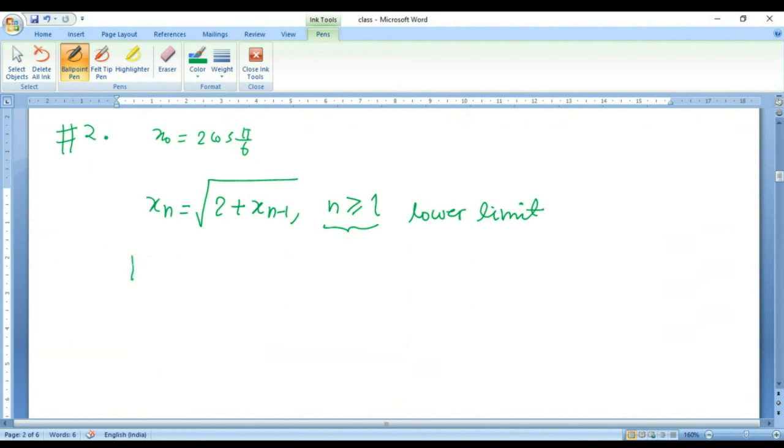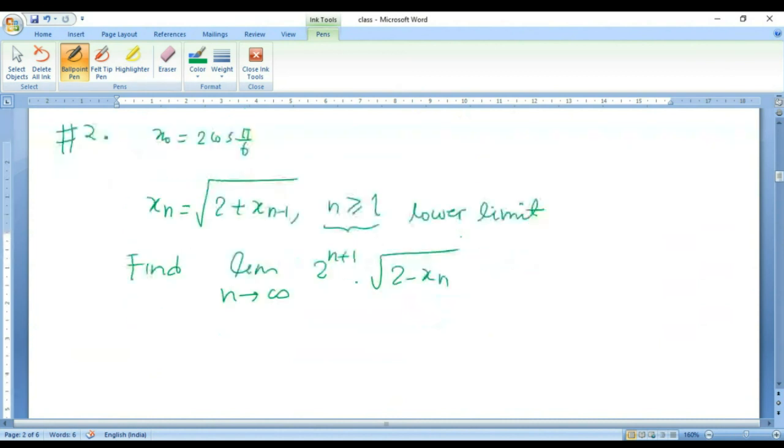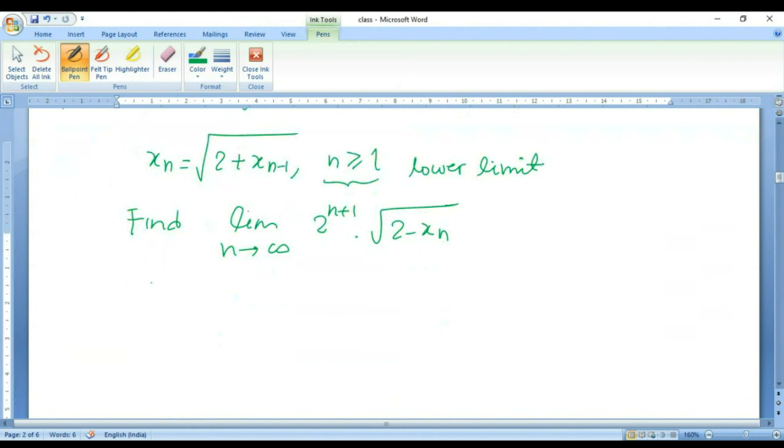And our job is to find, the question asks you to determine, the limit as n tends to infinity of the expression to the power n plus 1 times the square root of 2 minus x_n. This limit is to be found. Now let's again do some substitution. Because x_0 is given to be 2 cos pi by 6 for a reason, thus 2 appears. Let me start by writing that x_0 is 2 times cos theta_0. Theta_0 happens to be pi over 6 for our example.